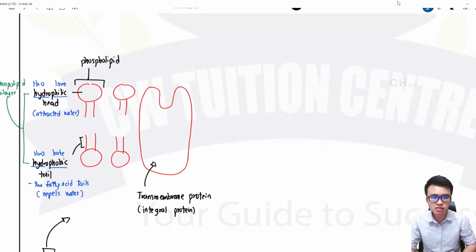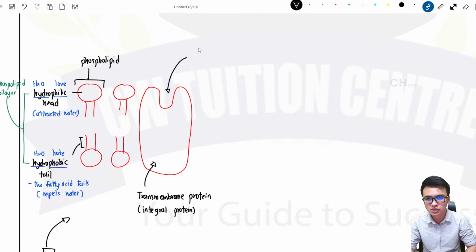And you can see there's a special shape here. This special shape of the protein is actually the receptor. This is the receptor. Now, what are the functions of the receptor? The function of the receptor is to receive hormones, for example, insulin.